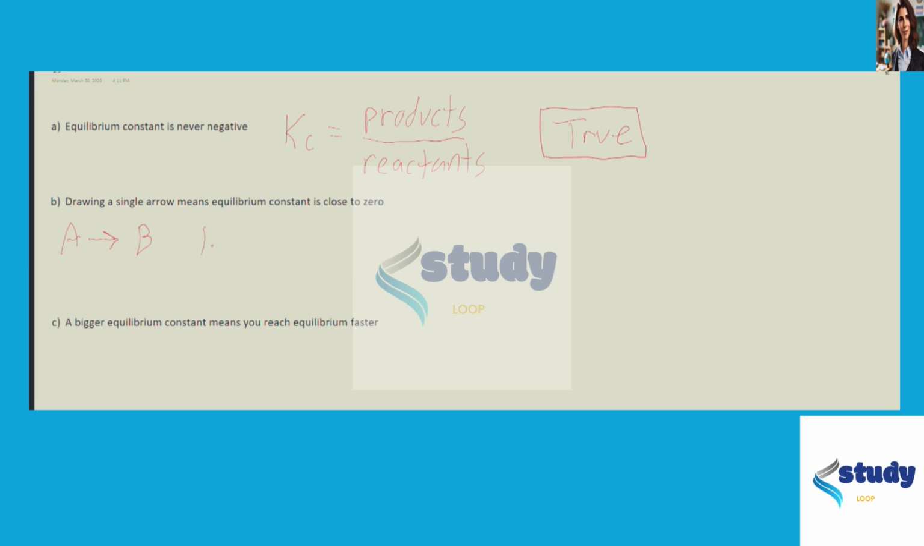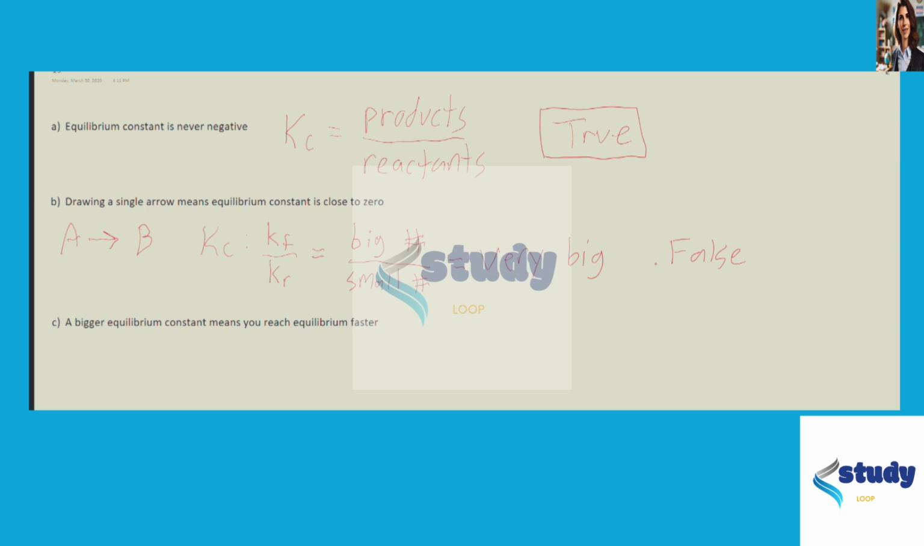If I had to assign a Kc to this, I could think about it in terms of Kf over Kr, the rate of formation over the rate of the reverse reaction. In this case, A going to B is very fast compared to the reverse rate, so much that the reverse rate is negligible. So we would end up with a very big number over a very small number. That ratio then would be a very big number, which would be far from zero. So this second statement is false.